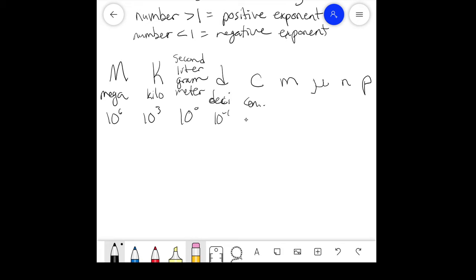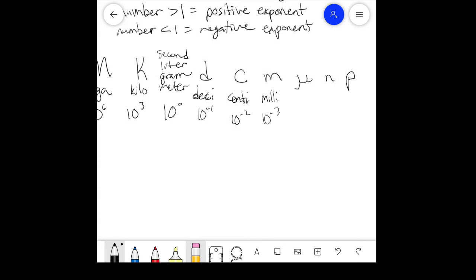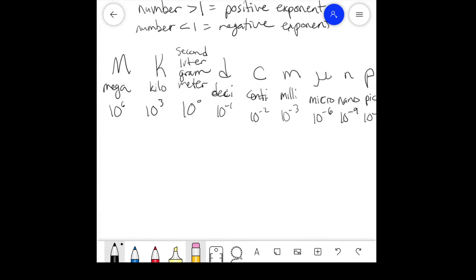C is centi, 10 to the -2. M is milli, 10 to the -3. This fun looking Greek letter that I drew poorly is micro, 10 to the -6. The N is nano, 10 to the -9, and then the P is pico, 10 to the -12. So they're all basically the first letter. And so basically, this is how you convert between units.